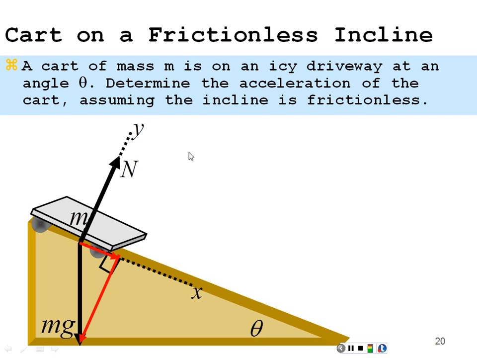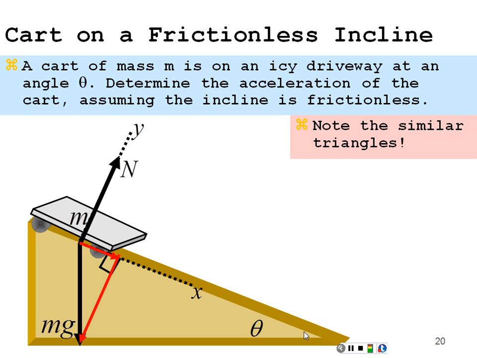We really need to have all of our forces cooperate with our x and y directions. The normal force is cooperating. It's totally in the y direction. The mg force is not cooperating, so we need to break it up into its components, x and y. I'm going to look at this triangle, and the hypotenuse of that triangle is going to be mg. I want to find out what these components are, one down the incline and one into the incline.